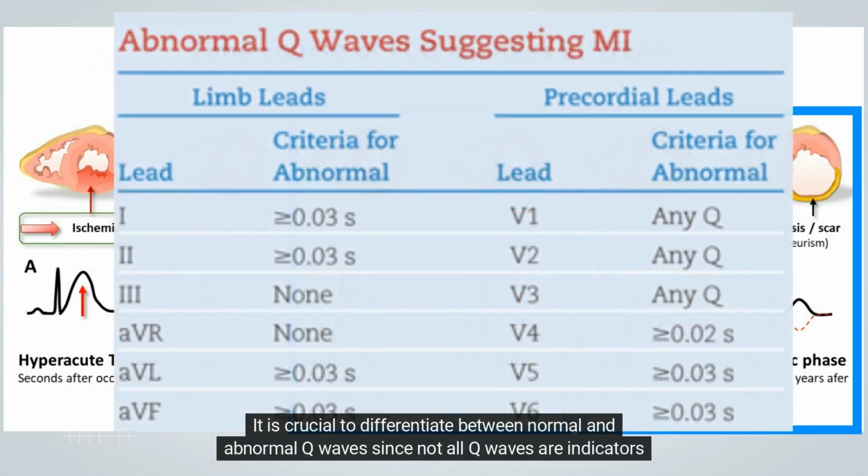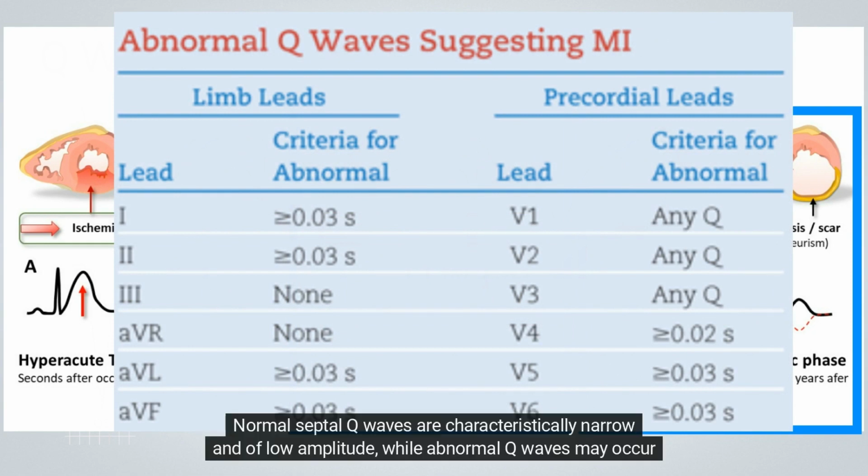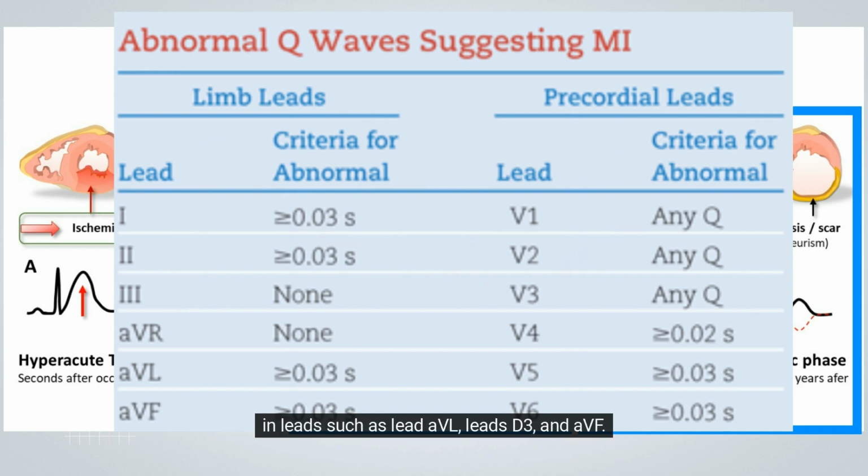It is crucial to differentiate between normal and abnormal Q waves, since not all Q waves are indicators of MI. Normal septal Q waves are characteristically narrow and of low amplitude, while abnormal Q waves may occur in leads such as aVL, D3, and aVF.